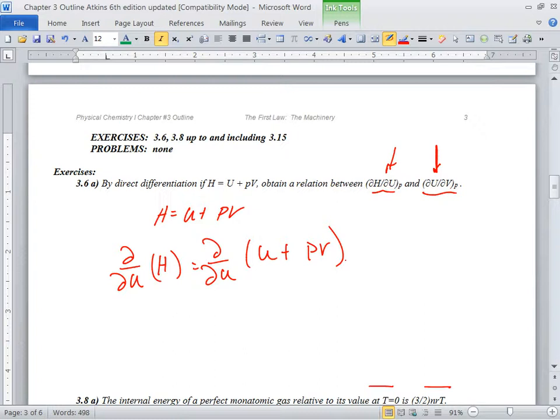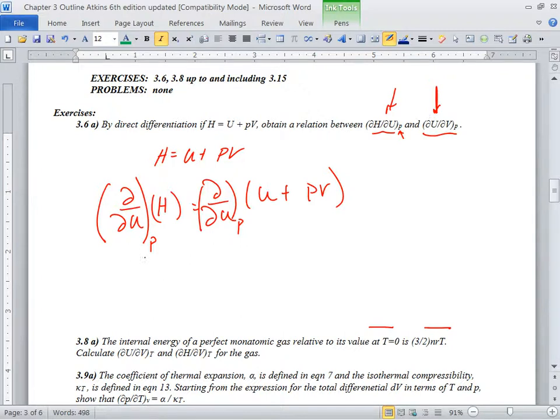So what did I do here? Oh, we didn't. I'm already getting lazy. It's not enough. It's with respect to what that little guy is going to be important. Constant pressure. That's where I was like, how did I do that? Okay, now it makes more sense. So on this side, I'll have partial of H with respect to U at constant pressure. Right? So I've already nailed one of these. So I'm on the right track.